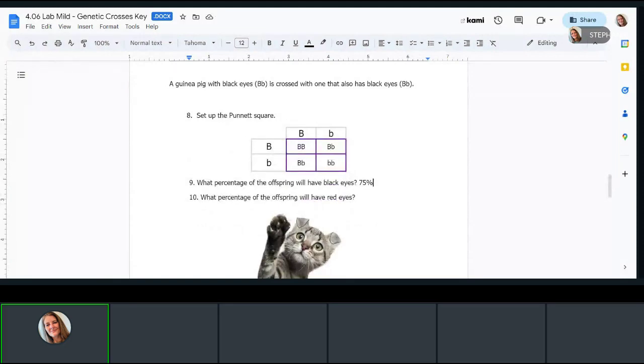And then what percent will have red eyes? Only the 1 is going to have red eyes. So only 1/4 is going to have red eyes. That's 25%. 1 out of 4.